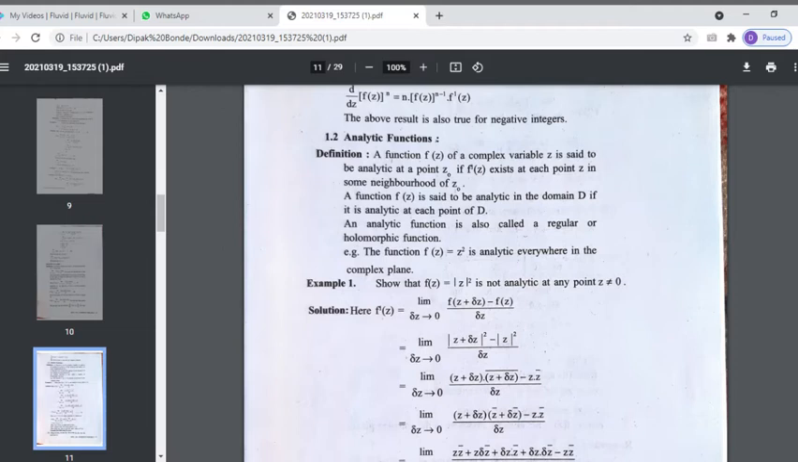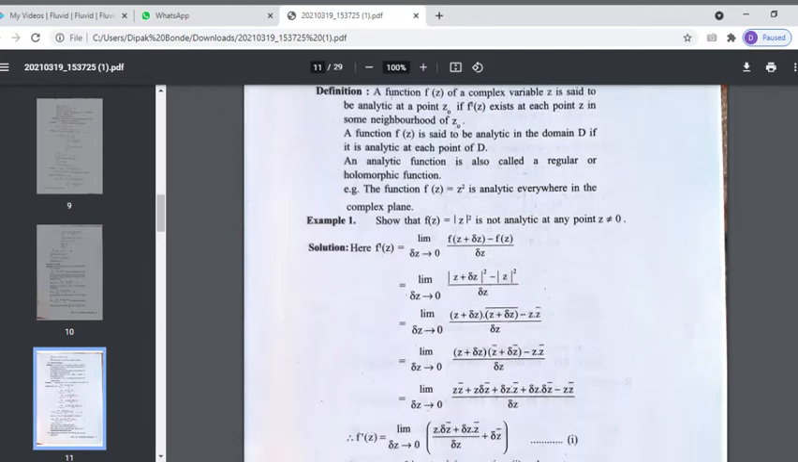Show that f of z is equal to modulus of z square is not analytic at any point z naught not equal to 0. So for that we have to show that f dash z, that is the derivative, does not exist at any point z naught not equal to 0. So by the definition of derivative, limit delta z tends to 0, f of z plus delta z minus f of z upon delta z. Okay, this is the definition of derivative.